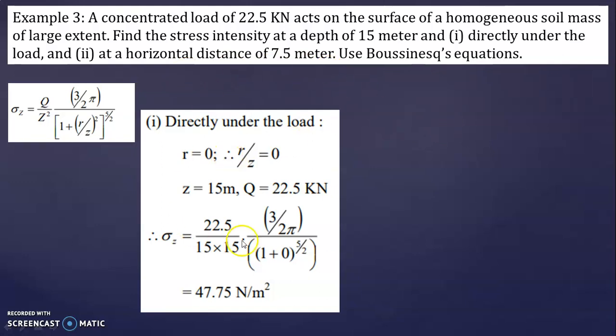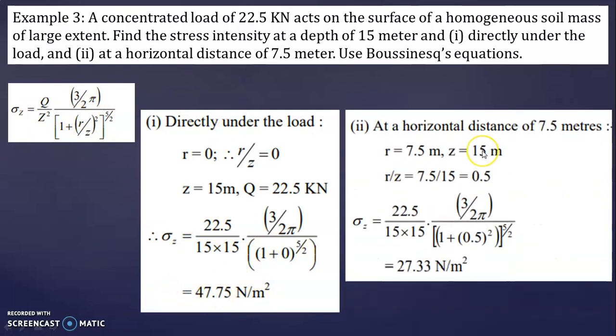Okay, so first let us consider under the load, that is r equal to 0. So this ratio is 0. So if you use that formula, sigma z is equal to, use this formula, you get 47.75. Next case is at a horizontal distance of 7.5 meter. R is 7.5 meter, Z is equal to 15. So R by Z ratio is 7.5 divided by 15, that is equal to 0.5.